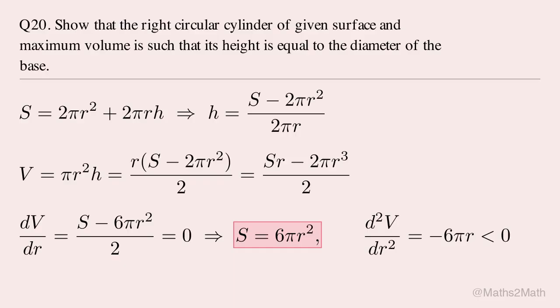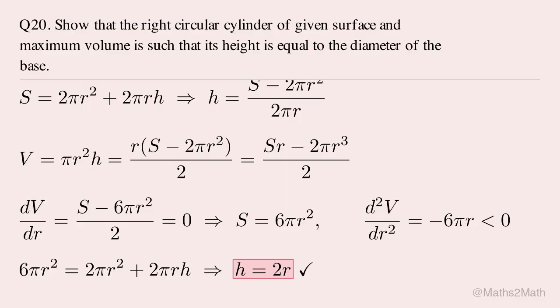S equals 6 pi r squared. The second derivative minus 6 pi r is negative, a maximum. Feed that s back into the constraint. 6 pi r squared equals 2 pi r squared plus 2 pi r h, so h equals 2r, the diameter.